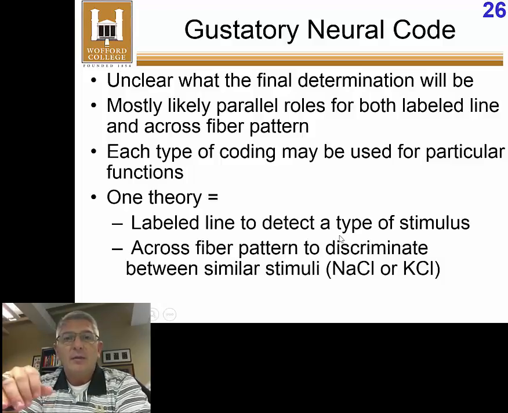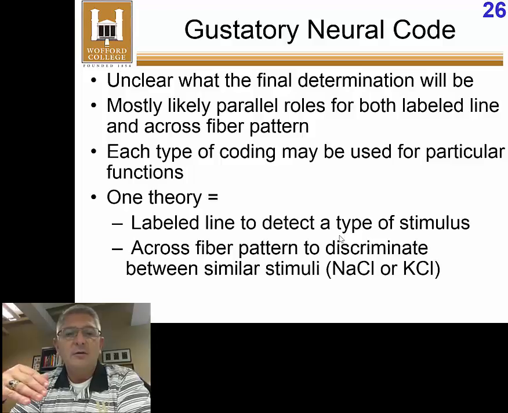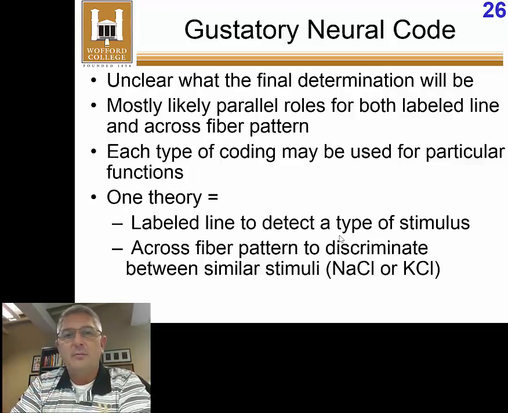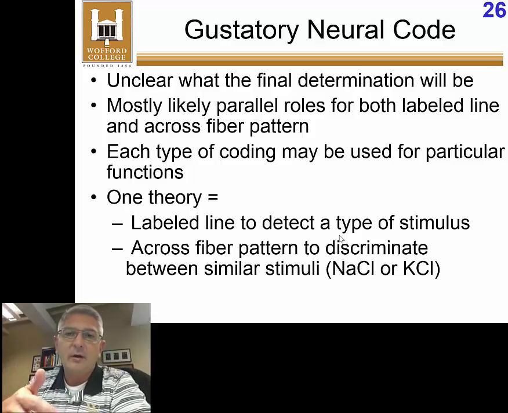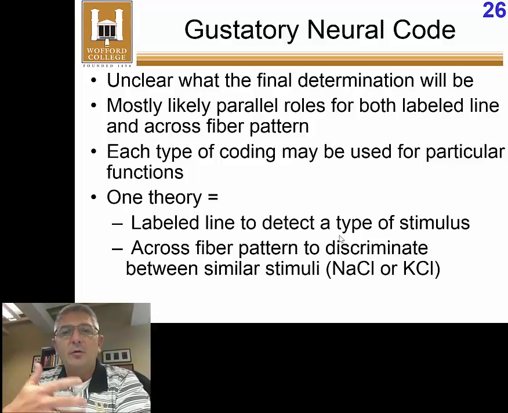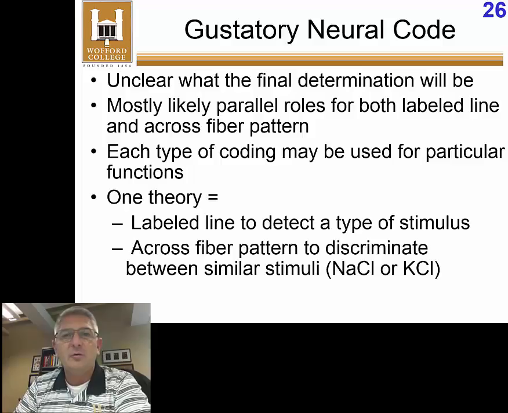food. The cross-fiber pattern is used to discriminate between similar stimuli. So some sour stimuli are good, some sour stimuli are harmful. Some bitter stimuli, like broccoli, are good for us. Other bitter stimuli, like poisons, are bad for us. So using a cross-fiber pattern, we can get much more subtle coding results where we can do better discriminations. So doing better discriminations, not just detecting what a stimulus is, like the sweet and the salt, could lend itself to cross-fiber coding.